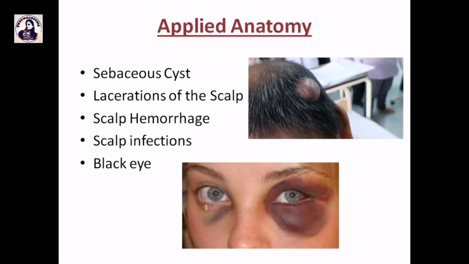Now talking about the applied anatomy of the scalp. The first one, as I've already told you, is sebaceous cyst. The second is laceration of the scalp, which is very common. The third is scalp hemorrhage. The fourth is any sort of scalp infection. The fifth is the black eye. When I talk about black eyes, you can see here this is an example of a black eye, and this is the sebaceous cyst.